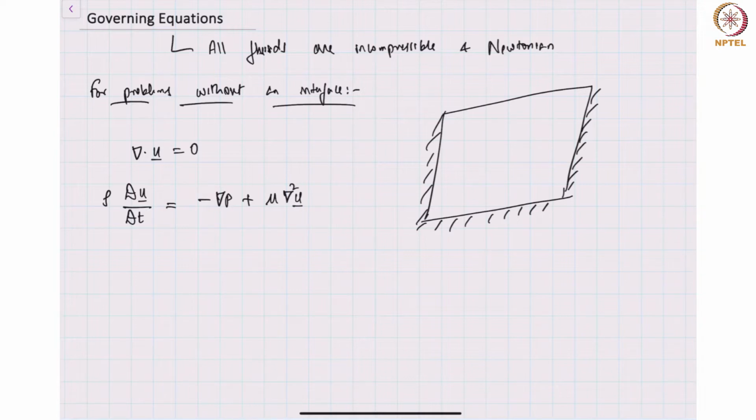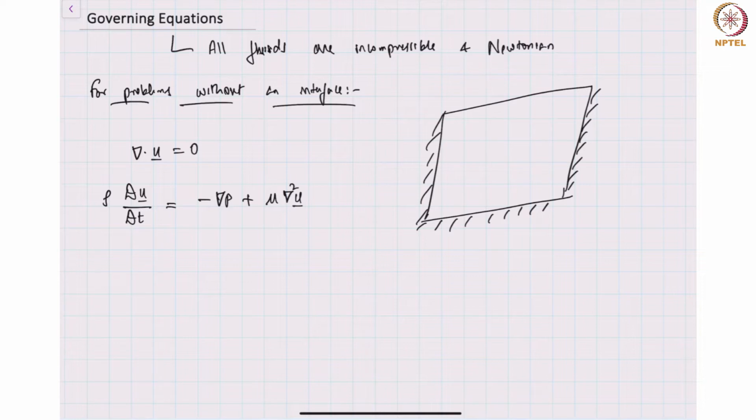Now you could in principle have other forces at play. For example, if this is a heat transfer problem, then you will have an additional body force term because of changes in density because of temperature, and you'll also have a temperature equation. But we are ignoring all those complexities in this course.